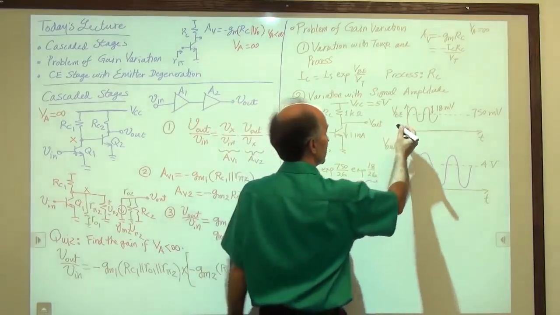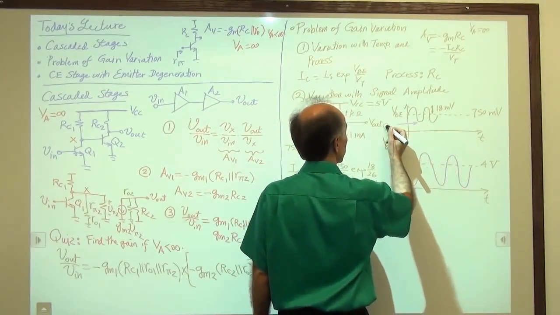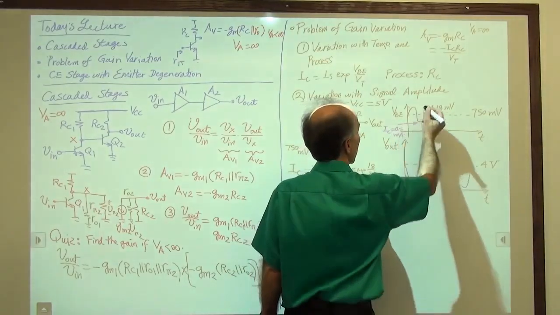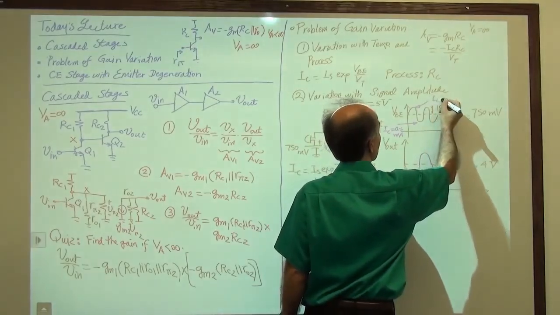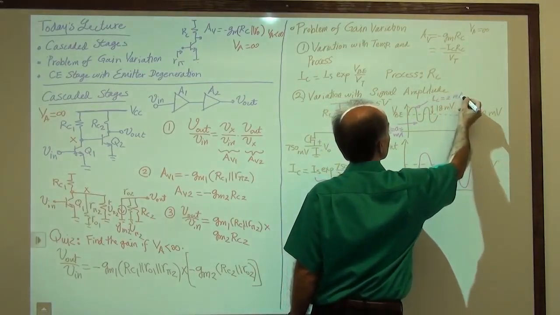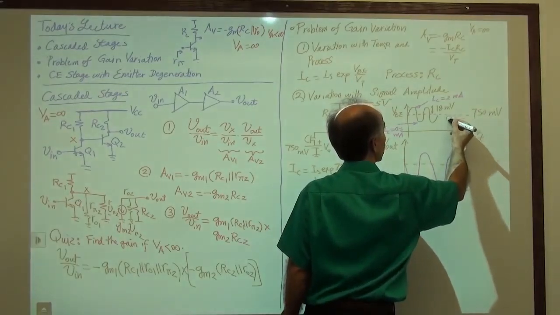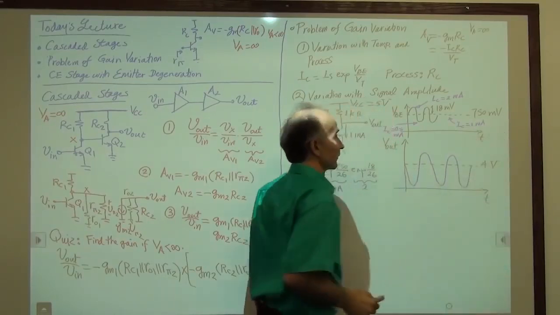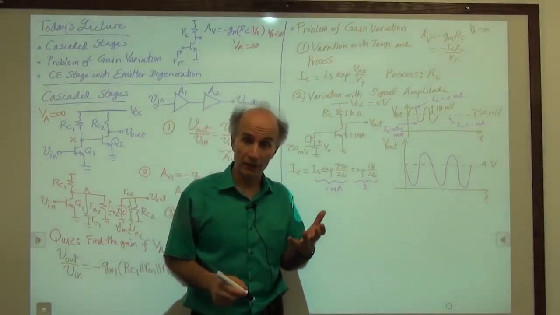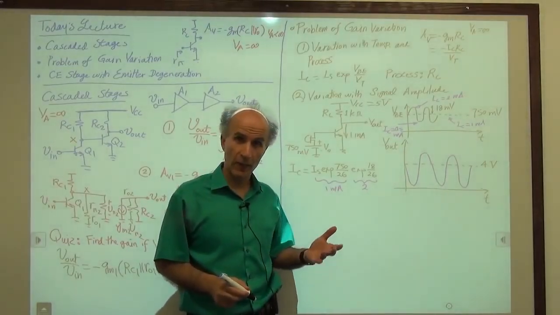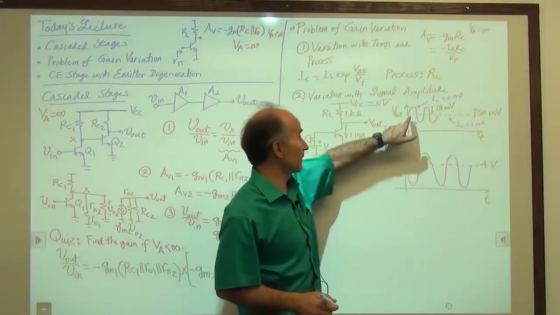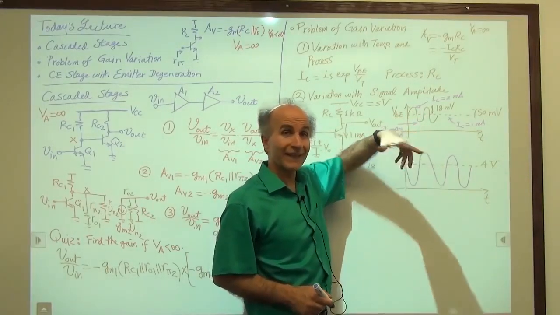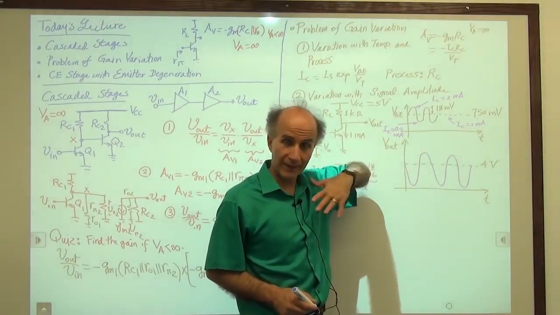So let me just summarize everything that we have discovered. At this point, IC is 0.5 milliamps. At this point, IC is 2 milliamps. And at the bias point, IC is 1 milliamp. So the GM of the transistor is not constant with time as the signal comes in. The GM has some amount and then it goes up because the collector current is going up so much and comes down. So the gain of the amplifier changes with the signal level.